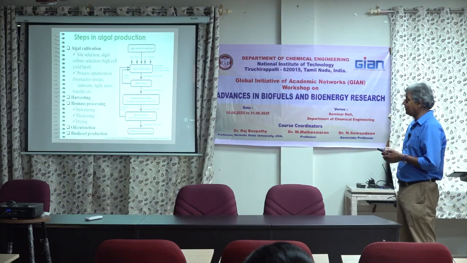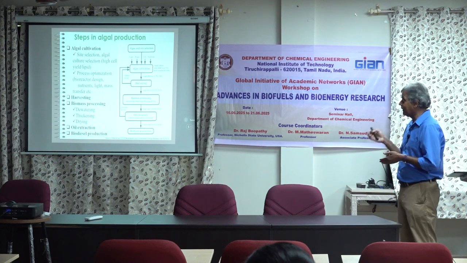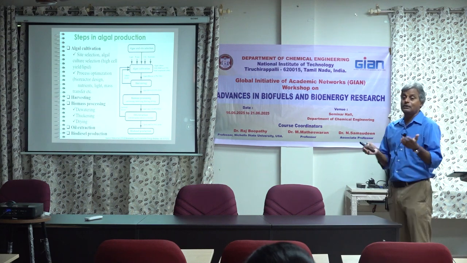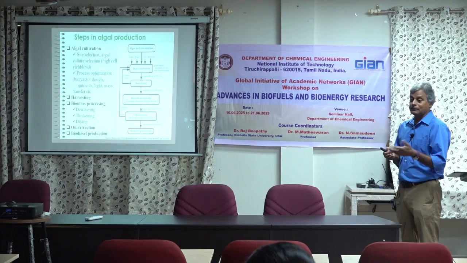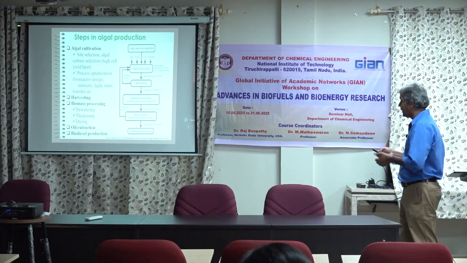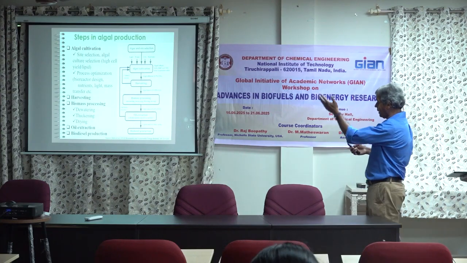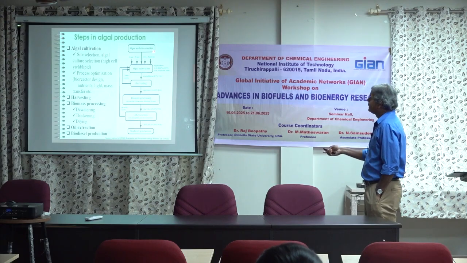Harvesting, after that, when you grow them, then you process the harvest. You get dewatering, thickening, drying process. Then you do the downstream processing of extracting the oil out, and get the biodiesel production if you want to do biodiesel from the lipids. So those are the steps in algal cultivation that show in the schematic here.